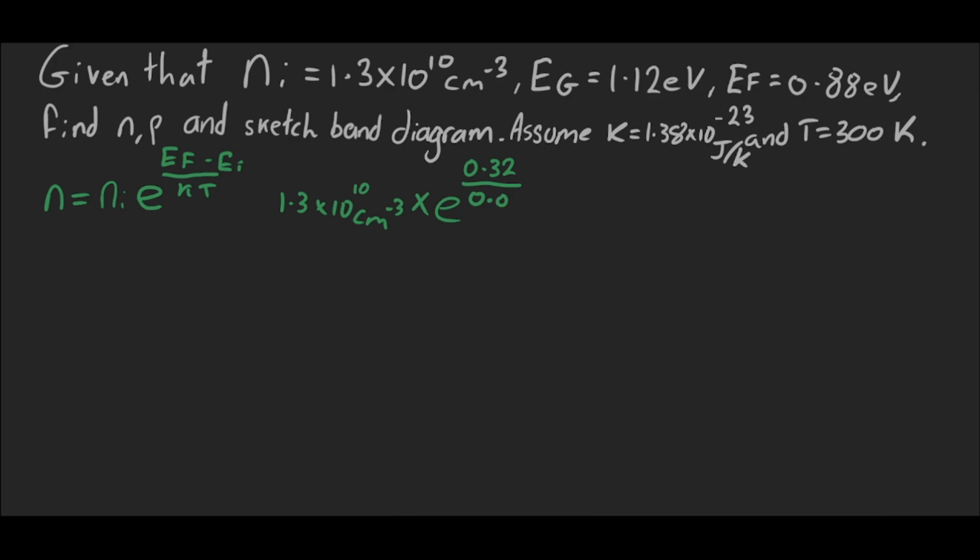And remember, we stay consistent with the units. So we have the kT product here. We convert to electron volts, and that gives us 0.025875 electron volts. If you notice, electron volts will cancel out, and that leaves us with the answer of 4.47 times 10 to the power of 10 per cubic centimeter.